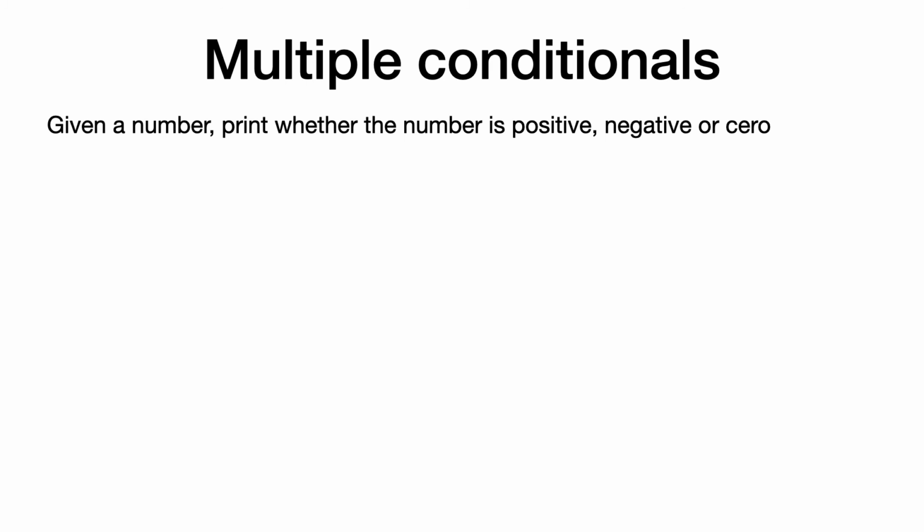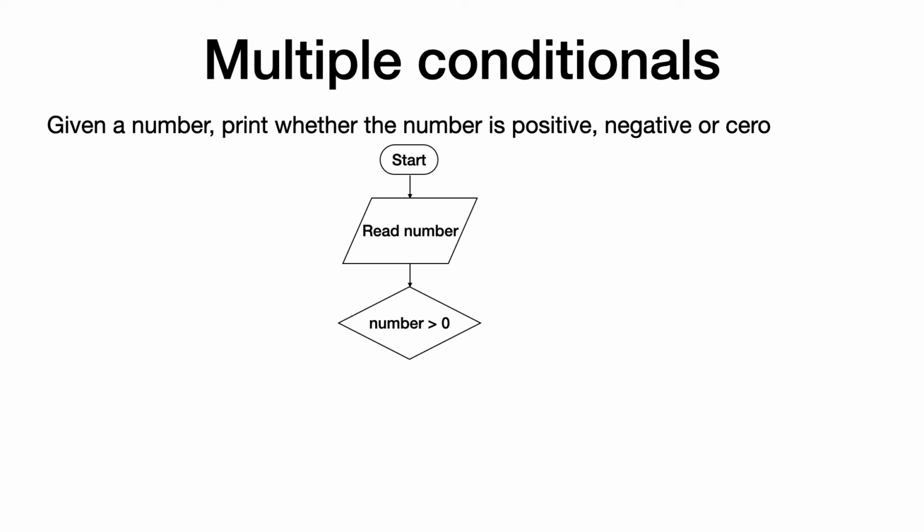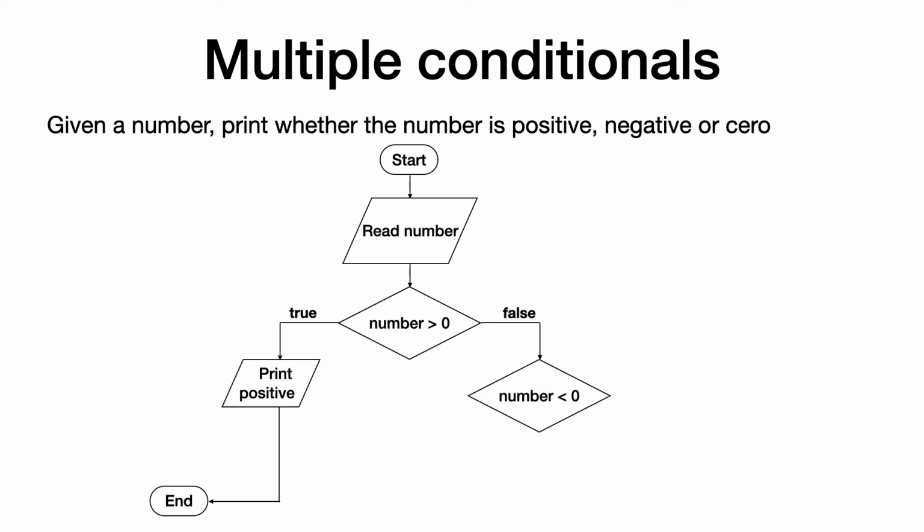Let's see now how we can express multiple conditionals using the flow diagram. So we read the number, then we state the condition, in this case number greater than 0. If it's true, we print that the number is positive and we finish. If it's false, then we have to check, because we have now two different choices. If it's false, the number can be 0 or it can be less than 0. So we have to use another conditional here, and this condition will be number less than 0.